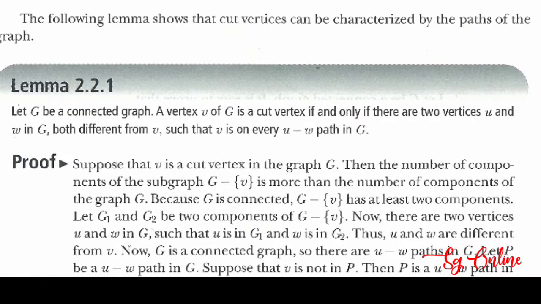In this result, we characterize the cut vertex, and the result says that if G is a connected graph, then V is a cut vertex if and only if you can find two other vertices, U and W, different from V, such that V is on every UW path in G.